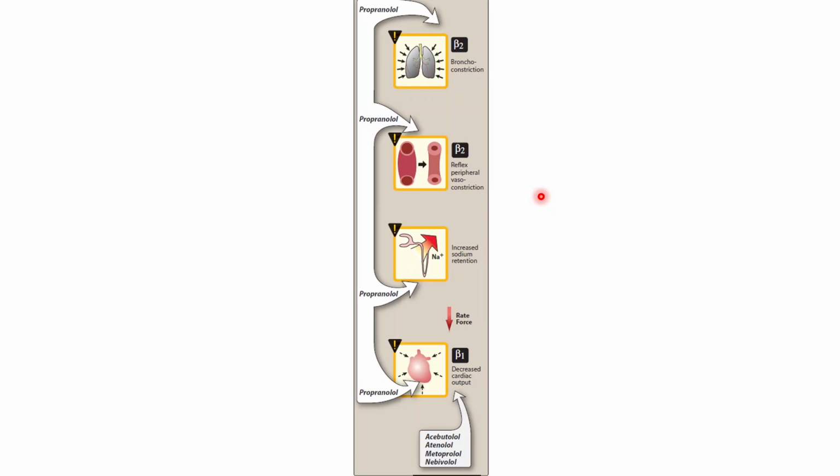So, decreased gluconeogenolysis. Gluconeogenolysis is the synthesis of glucose from non-glucose reserves in the body, usually in the liver.